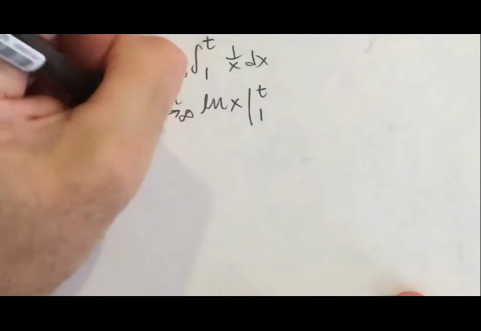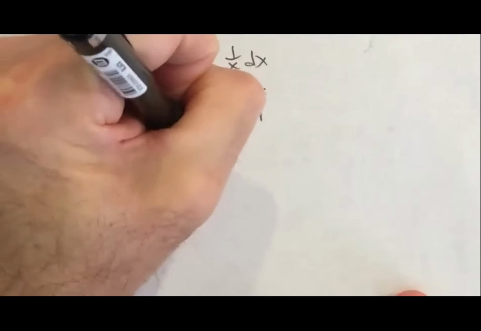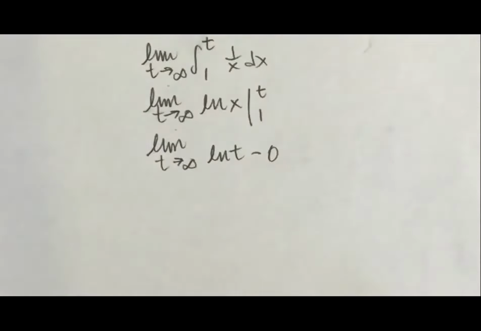All right, let's put them in and find out where this thing goes now. So we've got the limit, t goes to infinity. This is the natural log of t minus the natural log of 1. Natural log of 1 is 0, isn't it? Okay, well, where does log t go when t goes to infinity? It goes to infinity. It sure does.